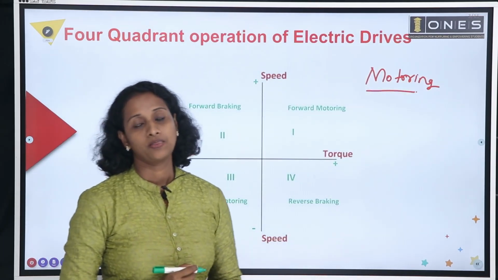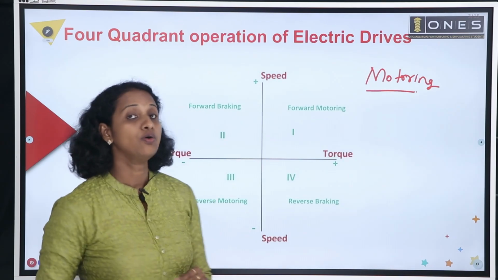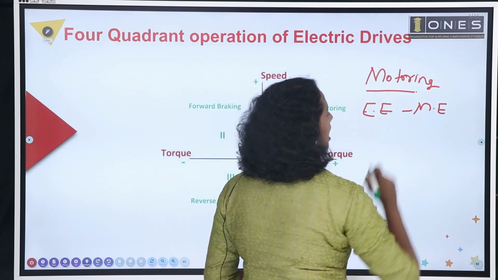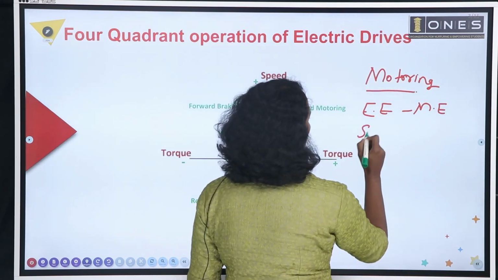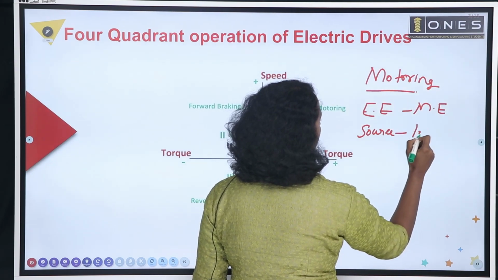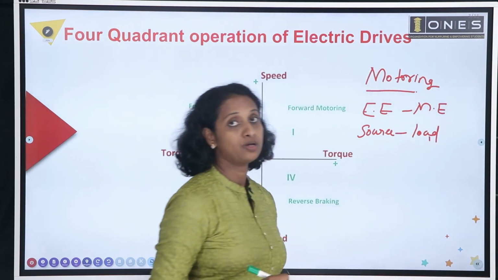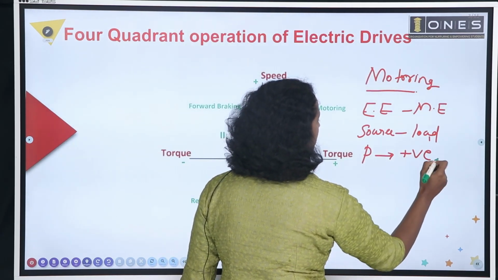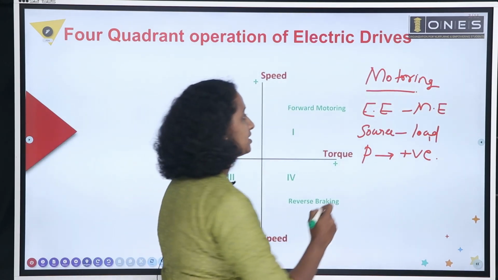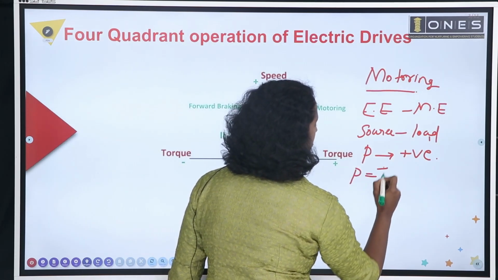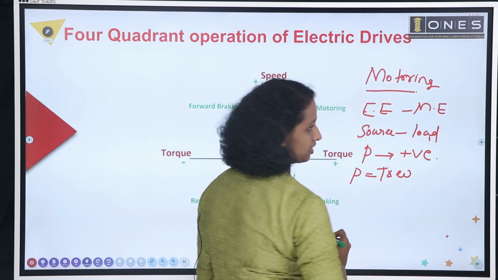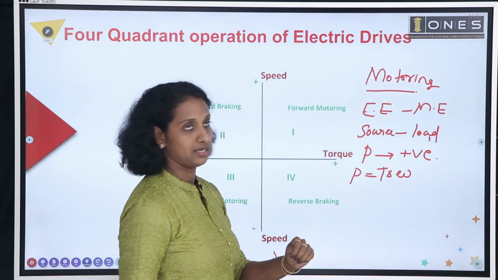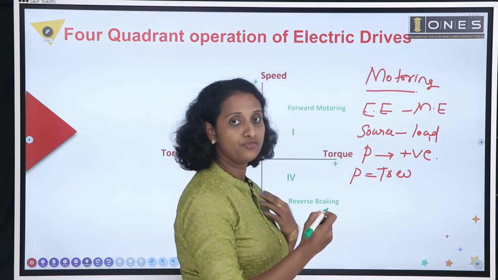In motoring mode, the electrical energy is converted to mechanical energy and power is flowing from source to load. We are taking power as positive. What is the equation of power? Power is equal to torque into omega, that means torque into speed. That is power.